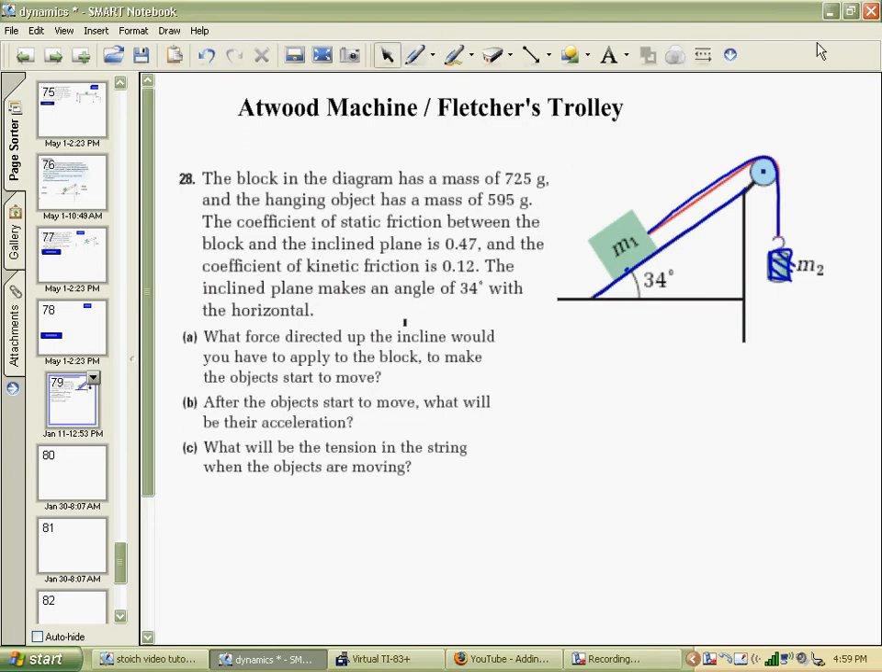Now, we'd like the pulley to be weightless and the string massless. Physicists love things like that. So this video is probably going to take a couple of parts as we work out the question that you see here on the left of your screen.